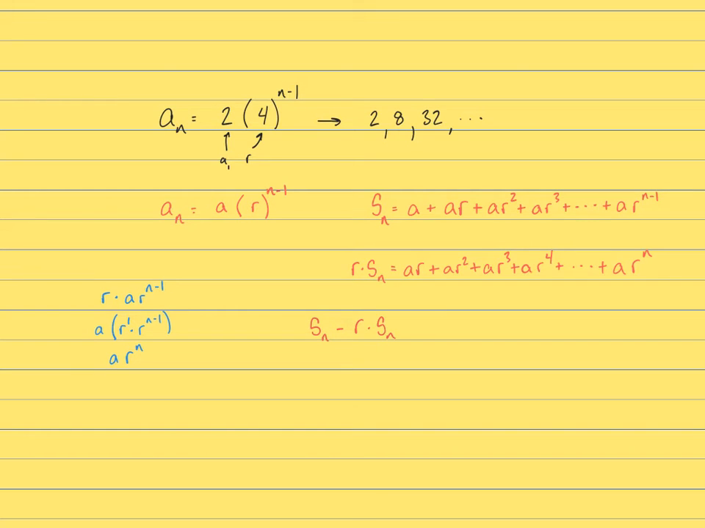So what's that going to look like if we did this using subtraction just like we do with most things? Well, I have my first series. I have a plus AR plus AR squared. I'm just going to generalize it a little sooner this time. But we know that it continues all the way to when it's being raised to the n minus 1 power. And I'm subtracting from it this second sequence.